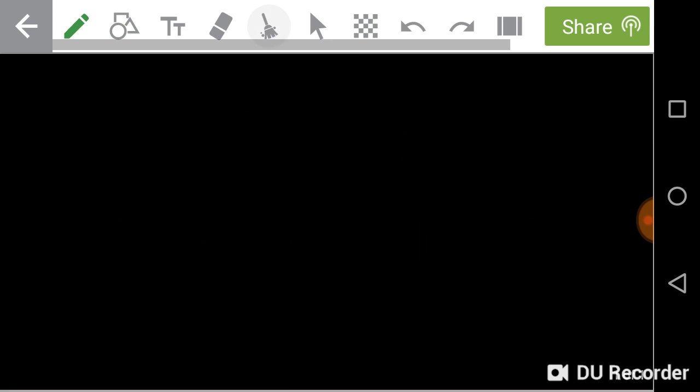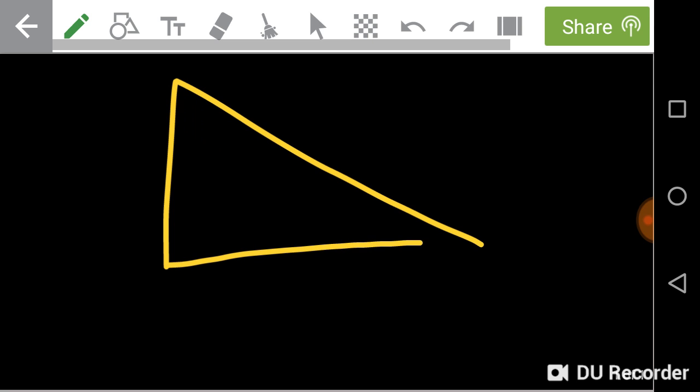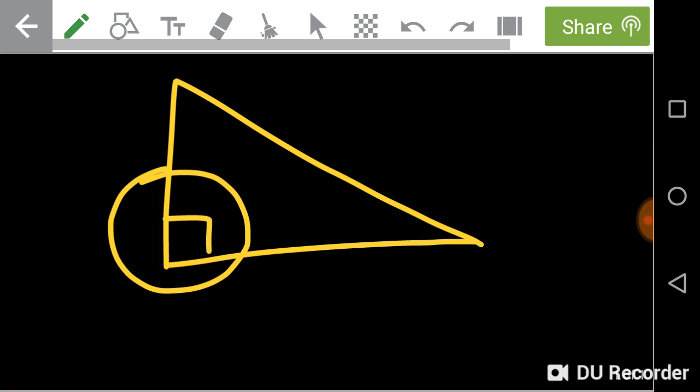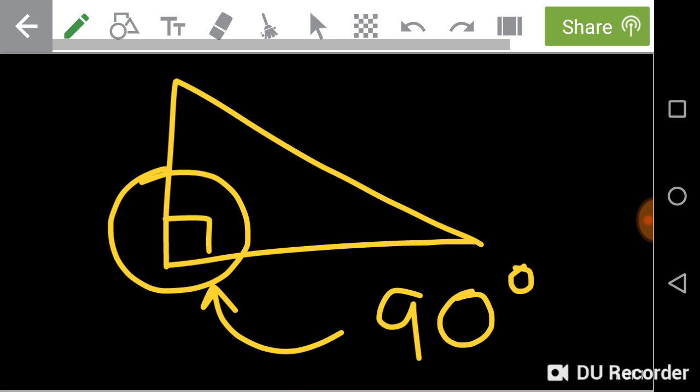So now let us see how the Pythagorean theorem works. Now before going on to the Pythagorean theorem, I would like to tell you that Pythagorean theorem is only applicable for right-angled triangles. So what is a right-angled triangle? A right-angled triangle is one which will have a 90 degree, which will be given by this symbol over here. So the triangle in which one of the angle is 90 degree, we call it as right-angled triangle.